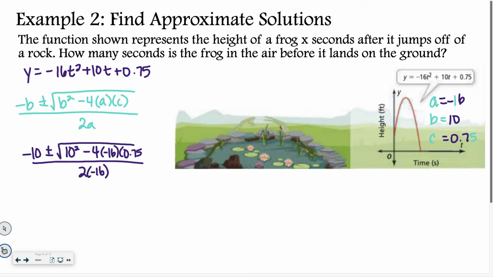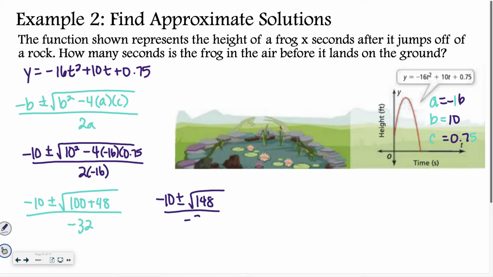Okay, so let's start simplifying. I have negative 10 plus or minus the square root of 100 plus, because I have minus a negative, so it would be 4 times 16 times 0.75, which is 48, all over negative 32. So if I keep going from there, I have negative 10 plus or minus the square root of 148 divided by negative 32.